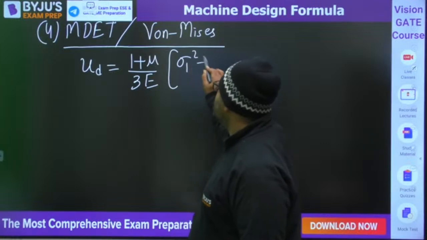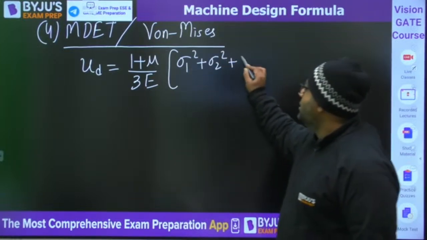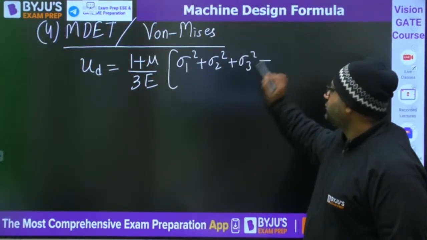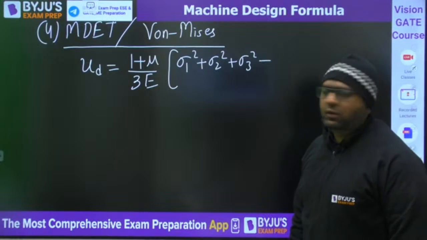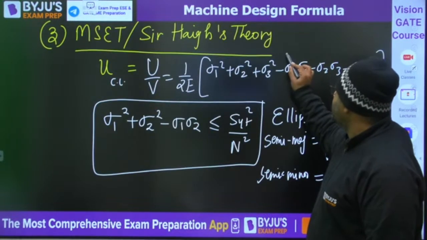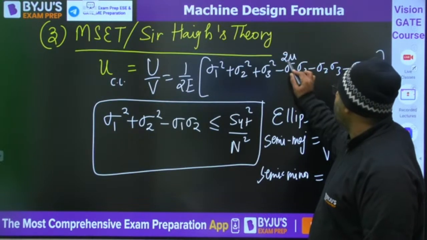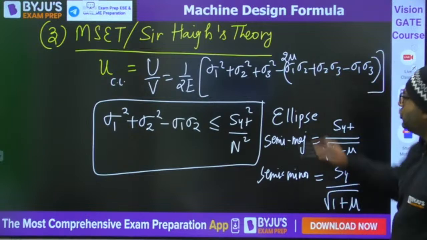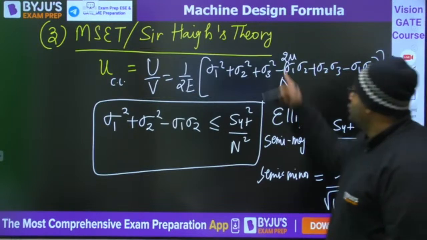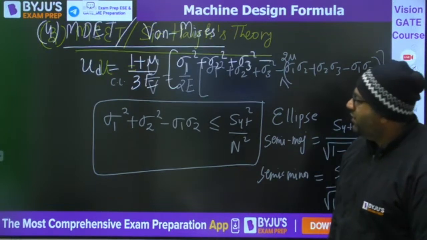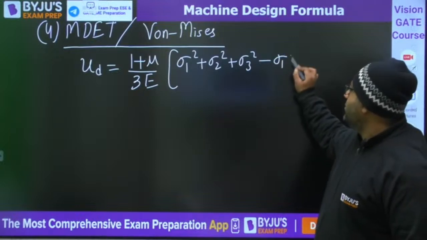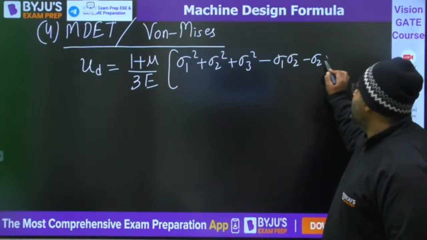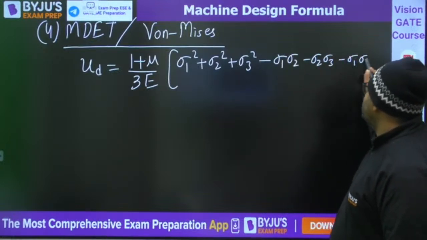It is sigma 1 squared plus sigma 2 squared plus sigma 3 squared minus... Okay, previously I feel I have written something wrong. Minus 2 mu will also come. Sorry for that. So minus 2 mu will be coming. And when we are talking about UD, here it will be coming minus sigma 1 sigma 2 minus sigma 2 sigma 3 minus sigma 1 sigma 3.